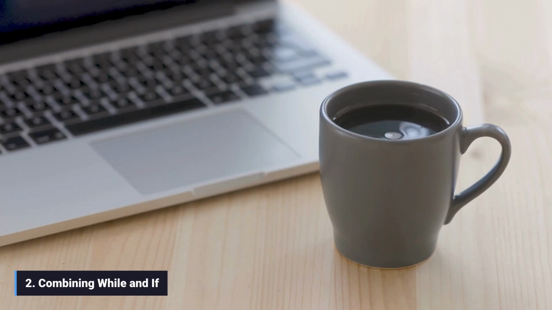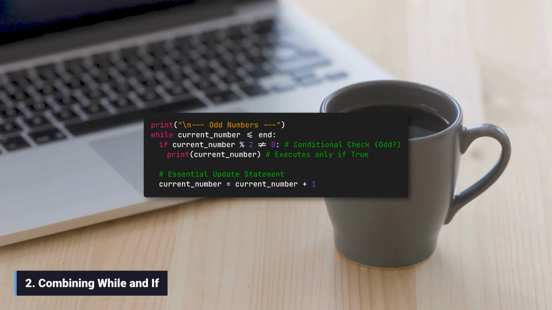Two, combining while and if. The while loop runs as long as current_number is less than or equal to the end value. Inside the loop, the if statement checks for the odd condition: if the number modulus 2 is not equal to 0.